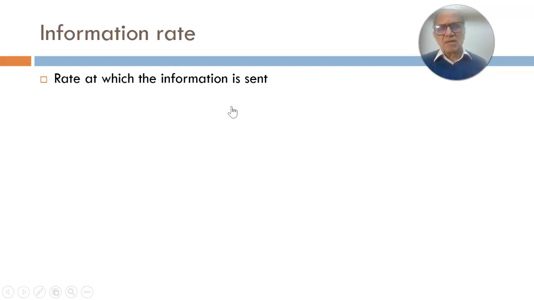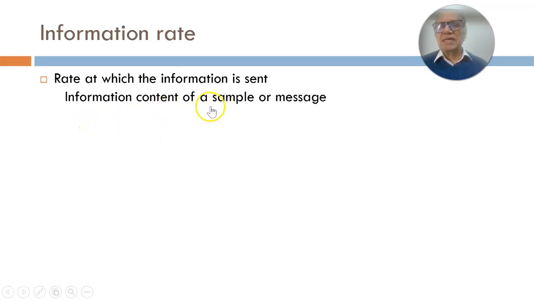Now, information we understand qualitatively, but what we want to do is to convert our qualitative understanding into a quantitative one. We want to define a measure for information. So we'll first try to discuss how we understand information qualitatively, and then out of that, how can we have a reasonable mathematical definition for information. Okay. So, information content of a sample or a message.